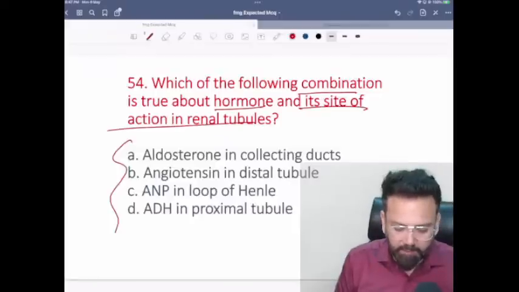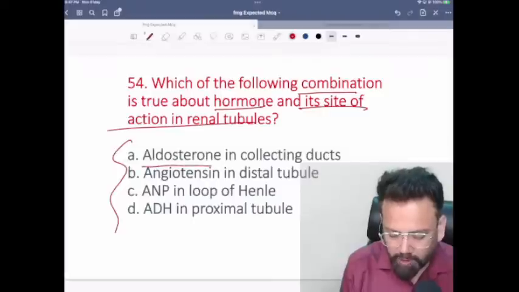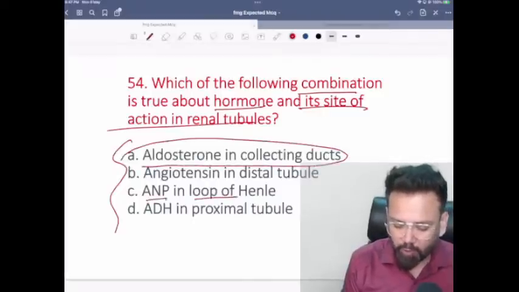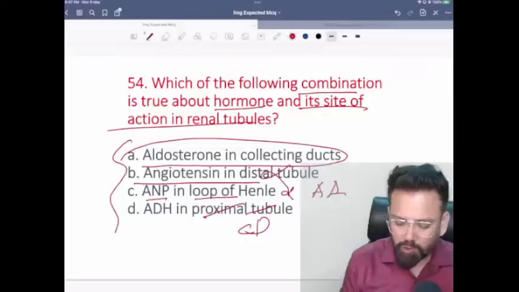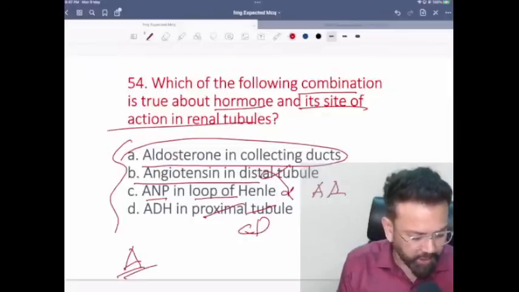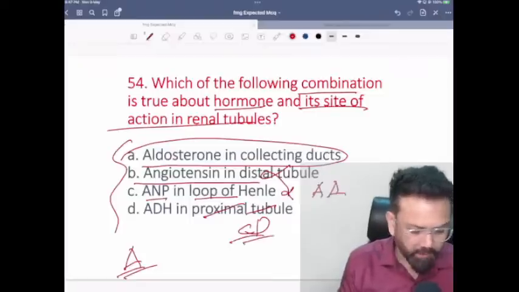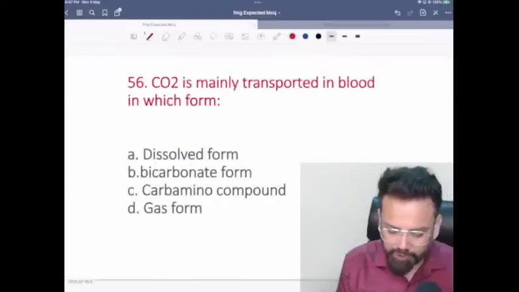Yes, what is the answer? Yes, Danish Khan, very good. Aldosterone in the collecting duct, we have just discussed. ANP in the loop of Henle, no, it is in the efferent arteriole. ADH in the collecting duct also. Angiotensin 2 in the distal, no. The only correct option is A. Mohan Singh, you are correct. Aldosterone acts on the collecting duct, same question.